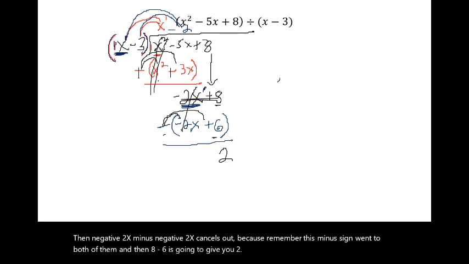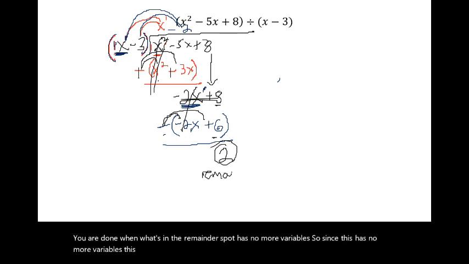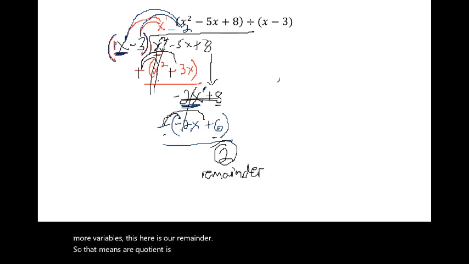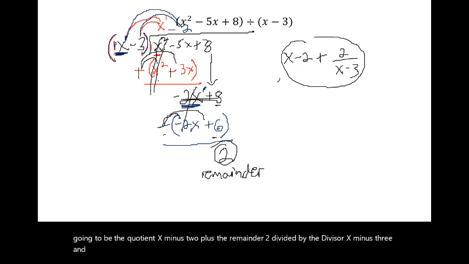You are done when what's in the remainder spot has no more variables. So since this has no more variables, this here is our remainder. So that means our quotient is x minus 2. So writing our answer in mixed number format, it's going to be the quotient x minus 2 plus the remainder 2 divided by the divisor x minus 3, and then that is going to be our final answer.